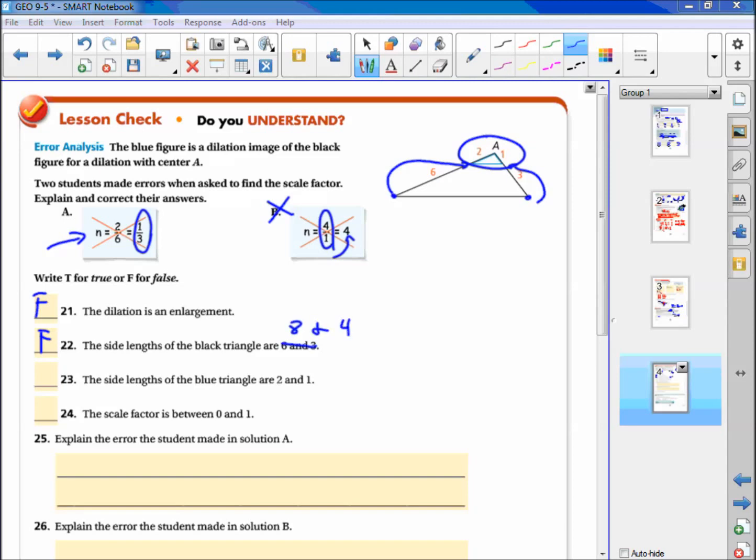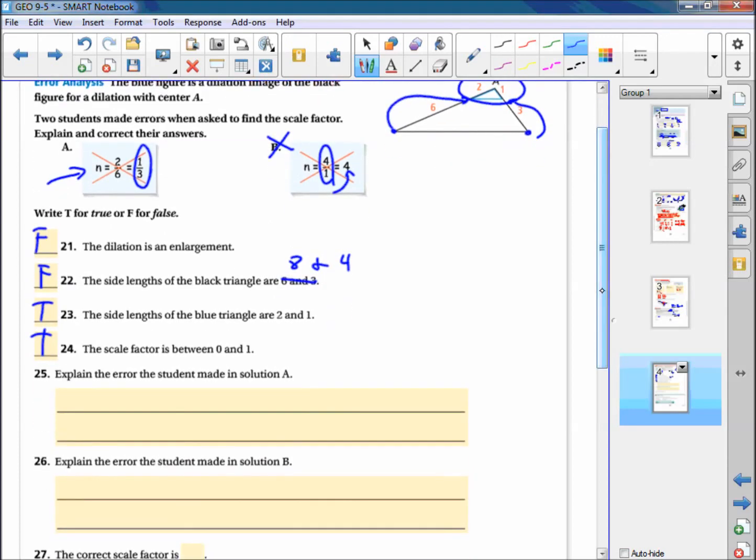The whole length, which is 2 plus 6, and 1 plus 3 for the other side. So the side lengths of the blue triangle are 2 and 1. This is true. And the scale factor is between 0 and 1. This is going to be true because it's getting smaller. Okay. So explain the error that student A made. Well, student A used the wrong length for the original image, the pre-image.